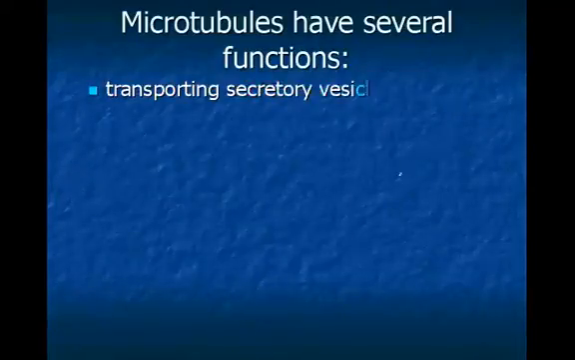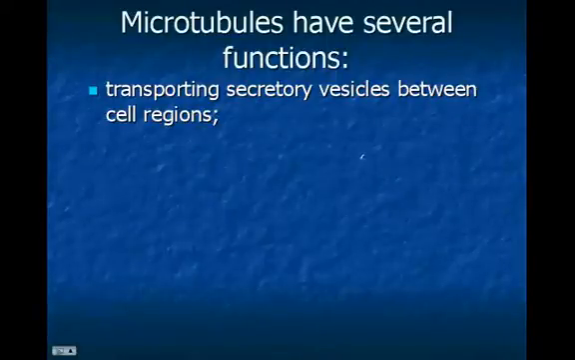So, microtubules, which I told you are our largest cytoskeletal element, are going to have many different functions. One of the main things that they're going to do is, remember we talked about these vesicles that are secreted, and so we have these vesicles that bud off of things like the Golgi complex and then actually make their way to the membrane.